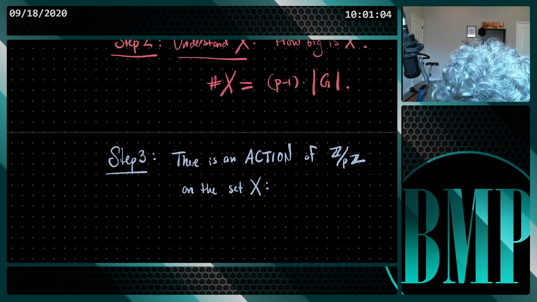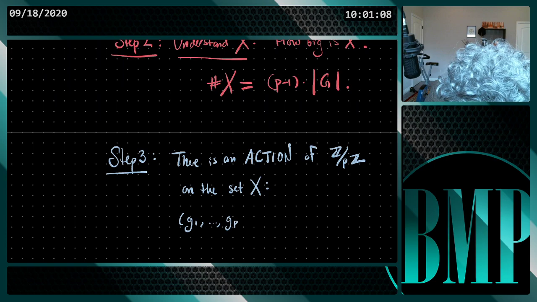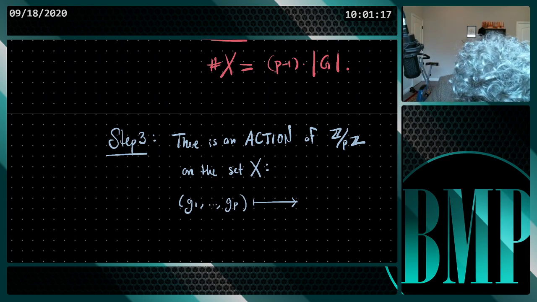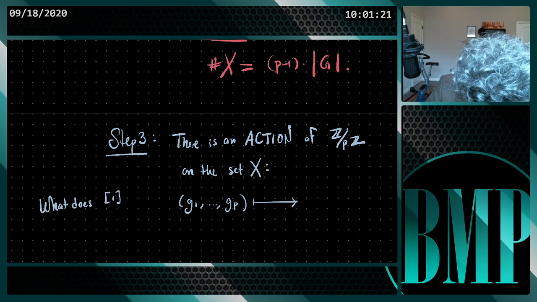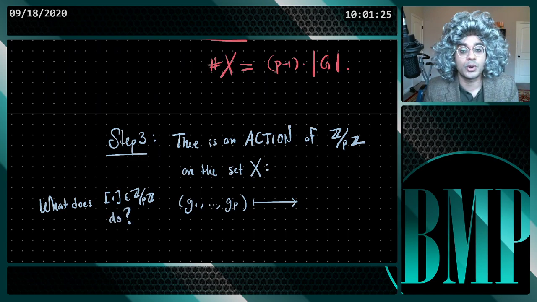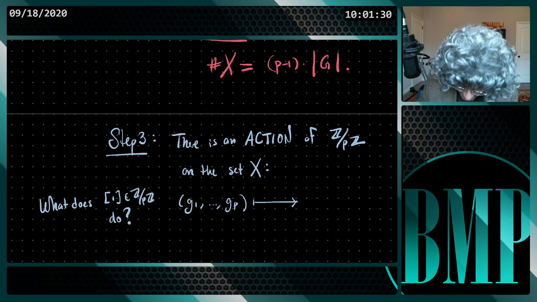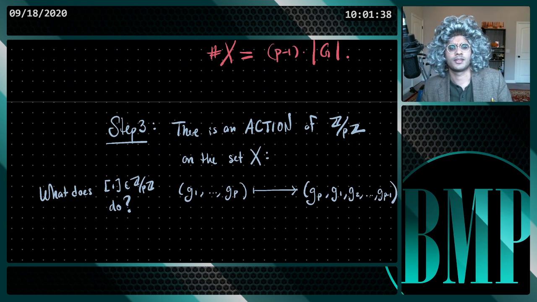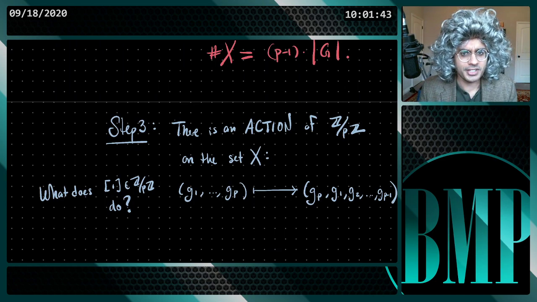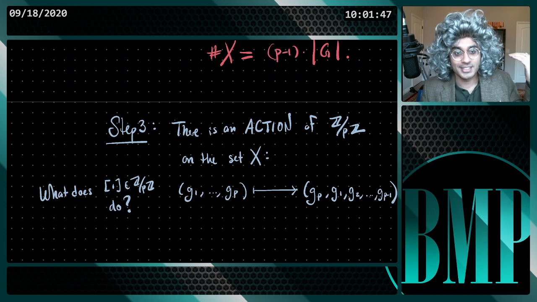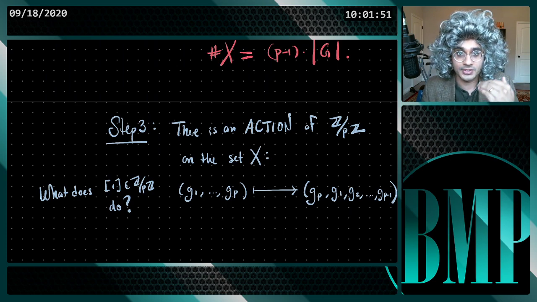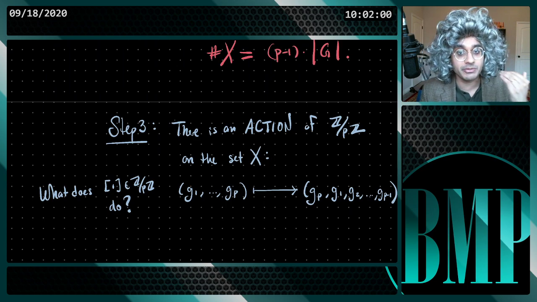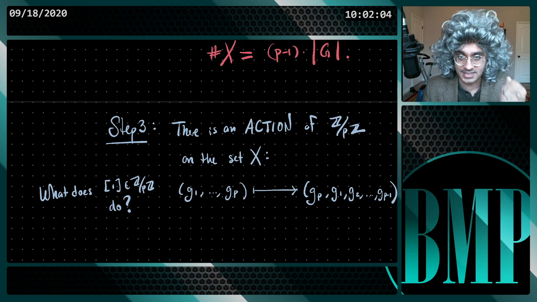So a tuple gets sent under the element. What does 1 do? Here's what 1 does. It shifts by 1. That's what it does. What does 2 do? Shift by 2. What does 3 do? Shift by 3. So this creates an action of Z mod pZ on the set X. Shift by 3 and then shift by 4 is the same as shift by 7. There you go. I just verified that the action is actually an action.